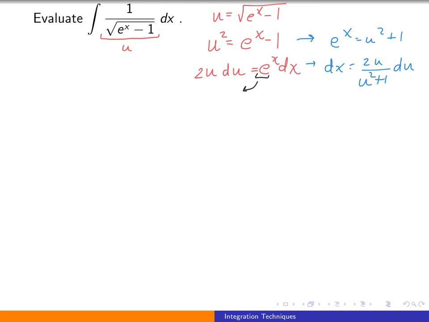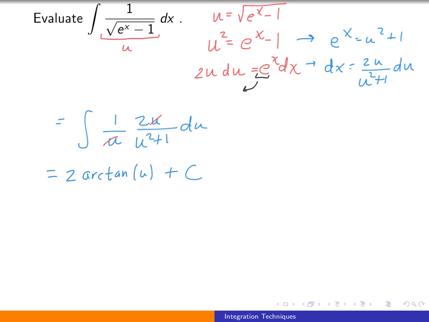So now our antiderivative, the integrand itself, becomes 1 over u, and then cutting and pasting over here our dx, we will have 2u over u squared plus 1. And now this turns out to be a very reasonable integral to evaluate. The u's cancel, 2 is a constant that can be pulled out front, and you're left anti-differentiating the quantity 1 over u squared plus 1. And that's simply arctangent of u, and then plus our constant c.